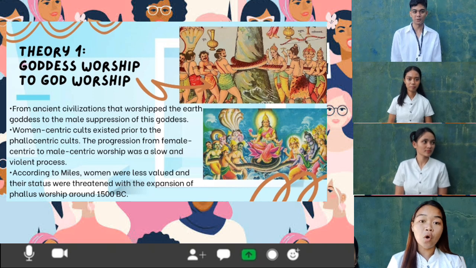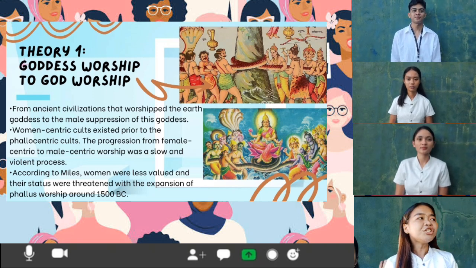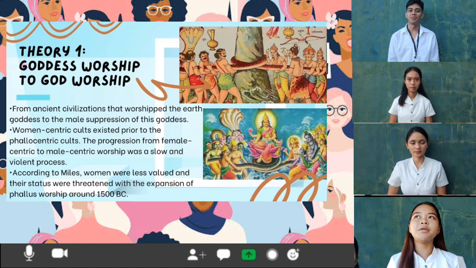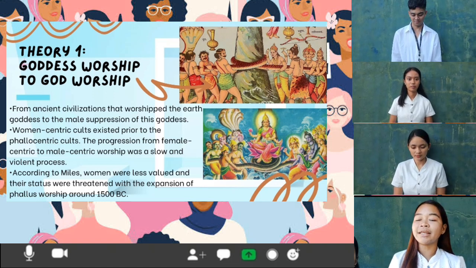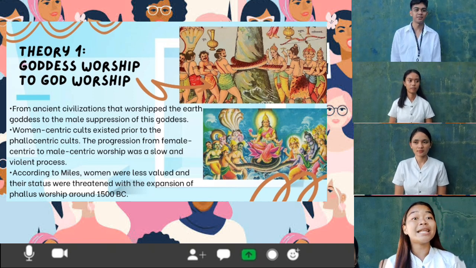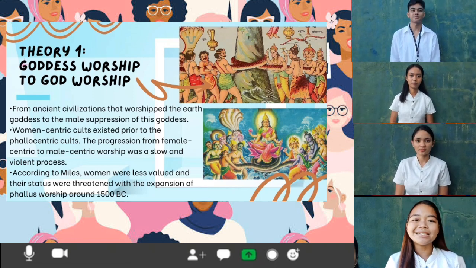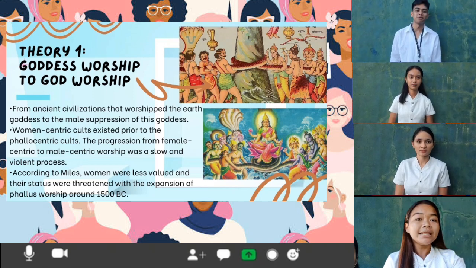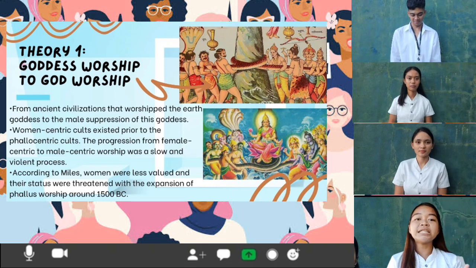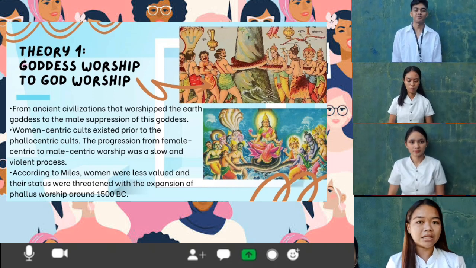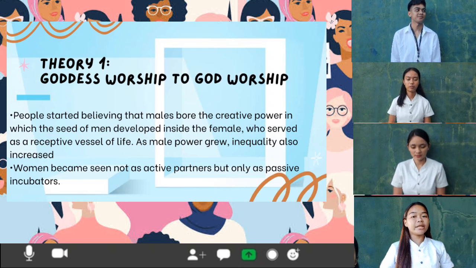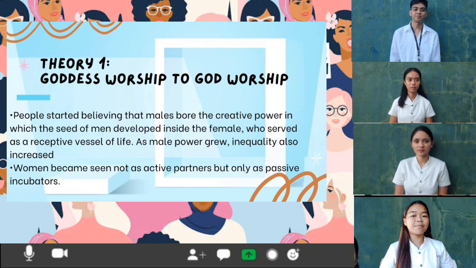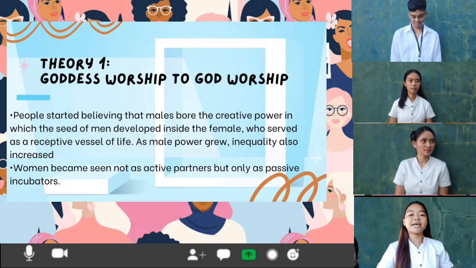Religious activities that involve sexuality or the symbolization of the male and female sexual organ are called phallic cult. There is no evidence that any cult is permanently phallic. She explained that in earlier civilization, the first great gods were women. People started believing that the male bore the creative power, in which the seed of man developed inside the female, who served as a receptive vessel of life.